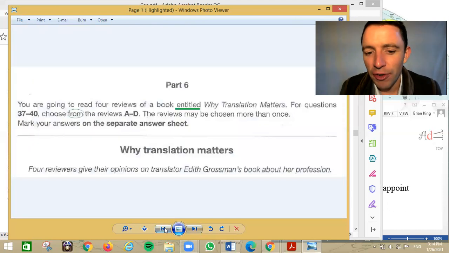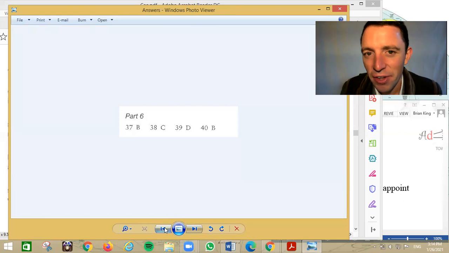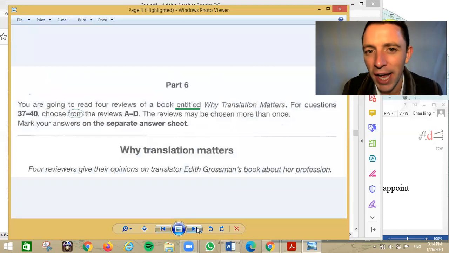I will give you the answers first because I think it's the most difficult thing for you to identify the correct answers. 39 is D and 40 is B. So 37 B, 38 C, 39 D and 40 B. So you can see B is possible 2 times. Okay, so I hope you can try to do this exercise yourself first. But now I want to explain the vocabulary.